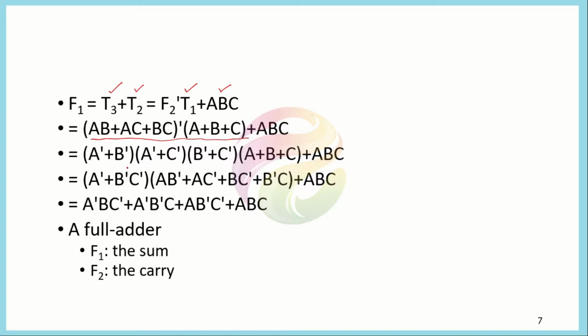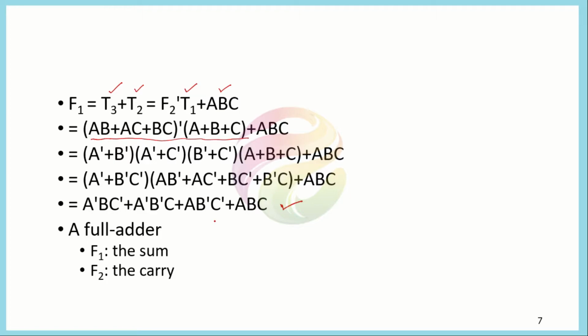We can open up these brackets to solve these terms, and the final result of this is F1 equal to this thing. So this expression represents the final value of the F1 function. We have already calculated the value of the F2 function.